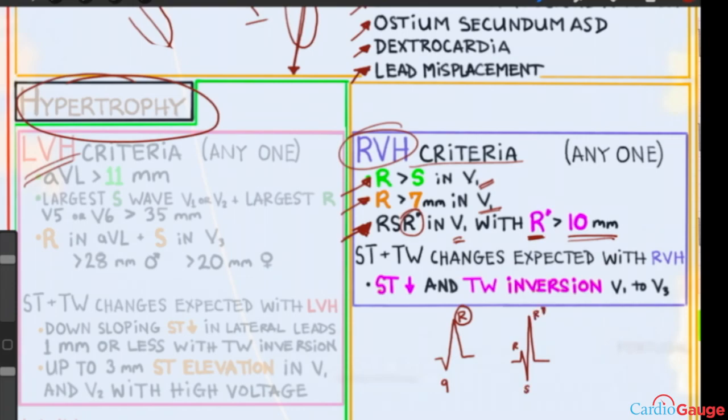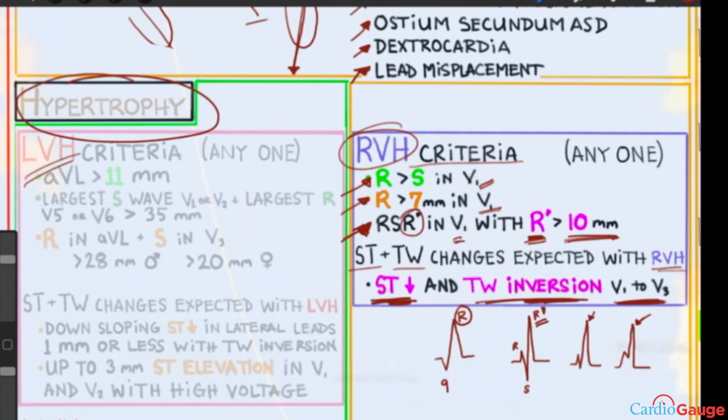And the same thing would apply if it was like this, or if it was like this. You'd be talking about this part of the complex. So we'll call it an R prime. R prime greater than 10 millimeters is the third criterion. And then there are ST and T wave changes expected with RVH, and those are ST depression and T wave inversion in leads V1 to V3.